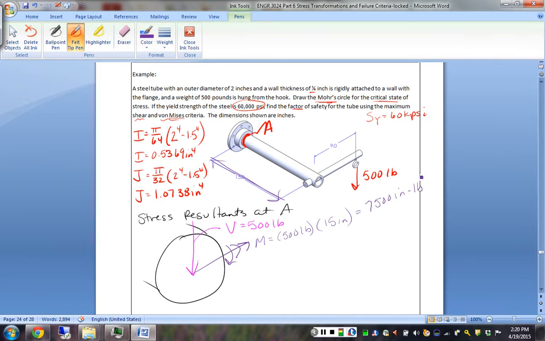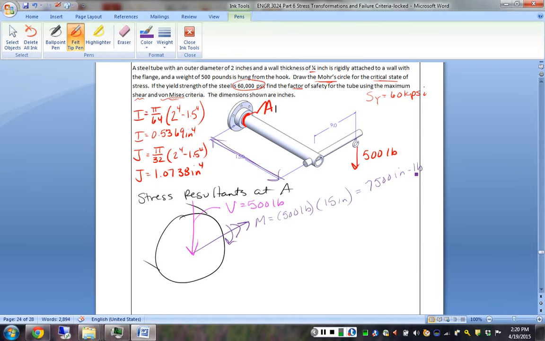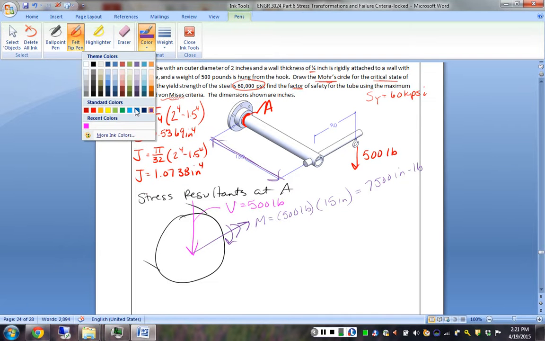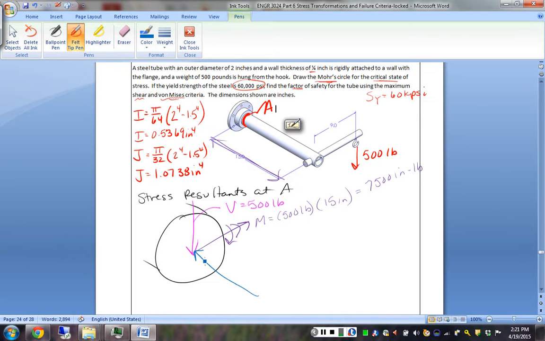And then we also have a torque that would be represented as along the axis in the clockwise direction, with the moment arm in this direction, that is the 500 pounds times the 9-inch distance gives us a torque of 4,500 inch-pounds.